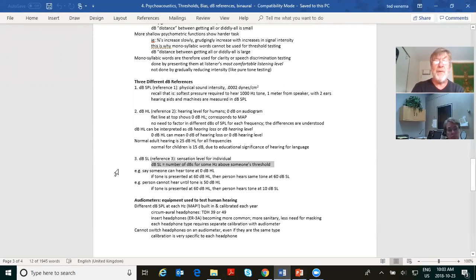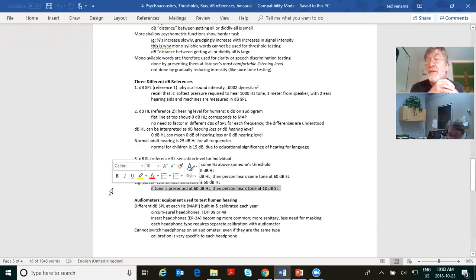So for example, if you can hear a tone at 0, if a tone is presented at 60 dBHL, the person hears that same tone at 60 dBSL. And another example, if a person can't hear the tone until it's 50, and then if the tone is presented at 60, the person hears it at a sensation level of 10, because 60 minus 50 is 10.